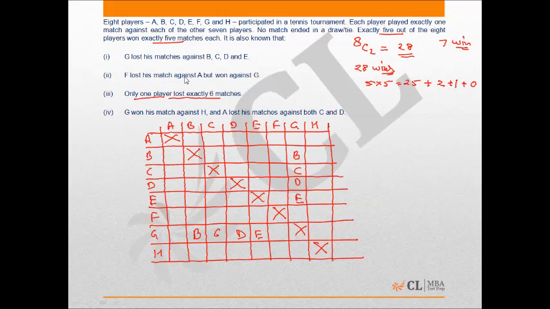Now F lost its match against A. So in the match between F and A, A wins. Similarly, here it will become A, but F lost against G. So in this cell it will come G. So similarly, this will be G. G won its match against H, so it will come G. It is also G. So in the previous one, F won against G, so this will be F, not G.